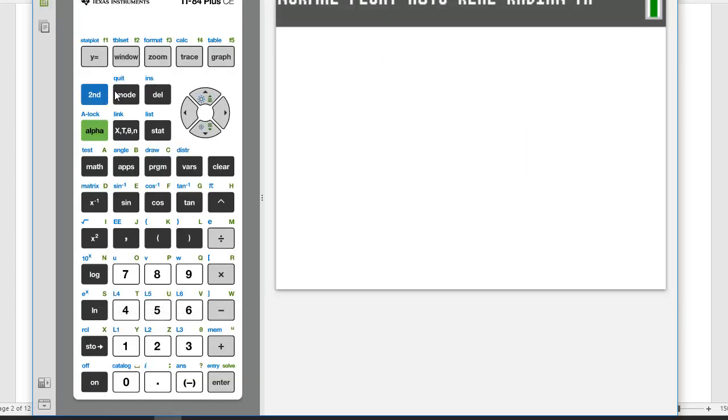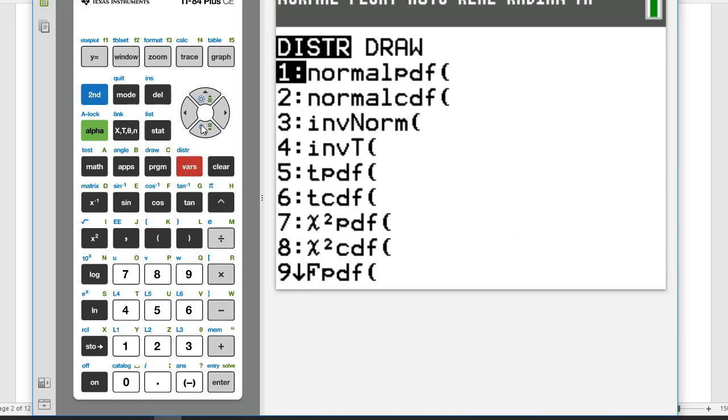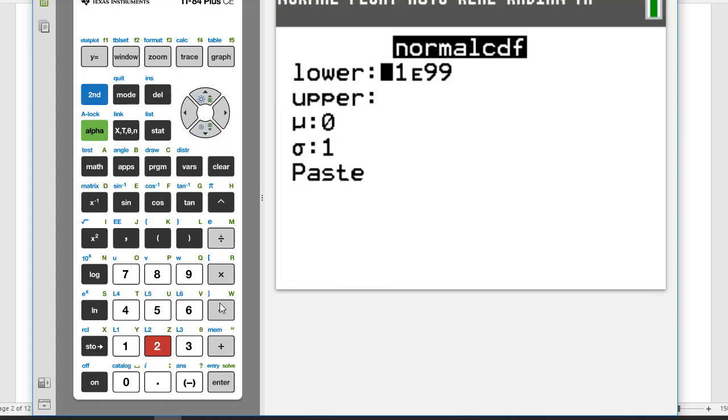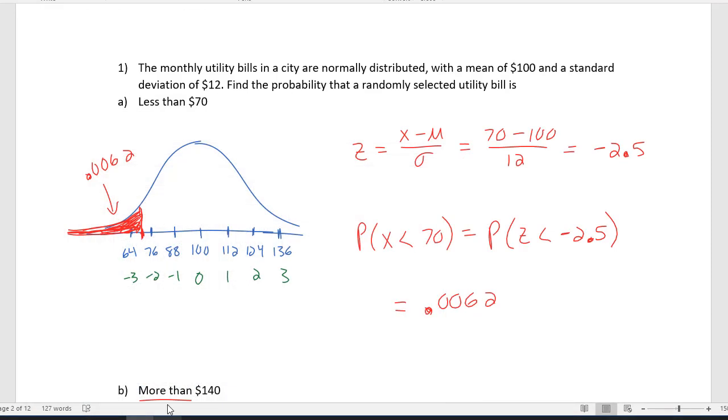So I pull up my TI, and again, just like the last video, we talked about doing second vars, and that takes me to the distribution menu. And I want a cumulative probability, so I'm going to pick number 2. So I need to give the lower limit and the upper limit.